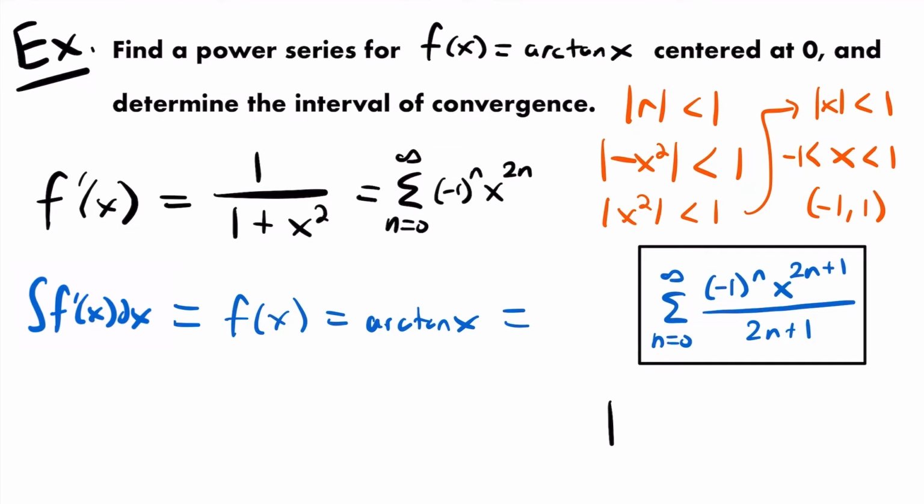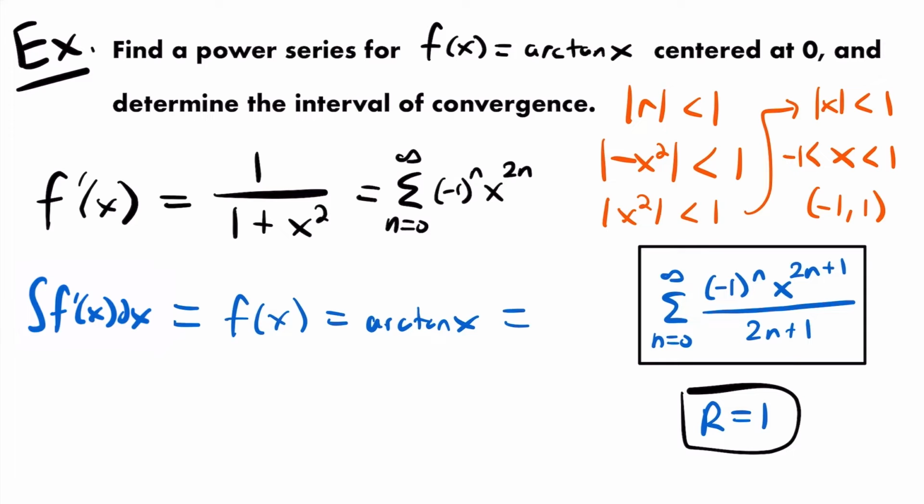As soon as you see the absolute value of x minus c less than some value, that value is the radius. In this case, the power series is centered at 0. So when we have the absolute value of x minus 0, or just the absolute value of x less than some value, that value is the radius. So we know that the radius is equal to 1, so we can also make a note of that.